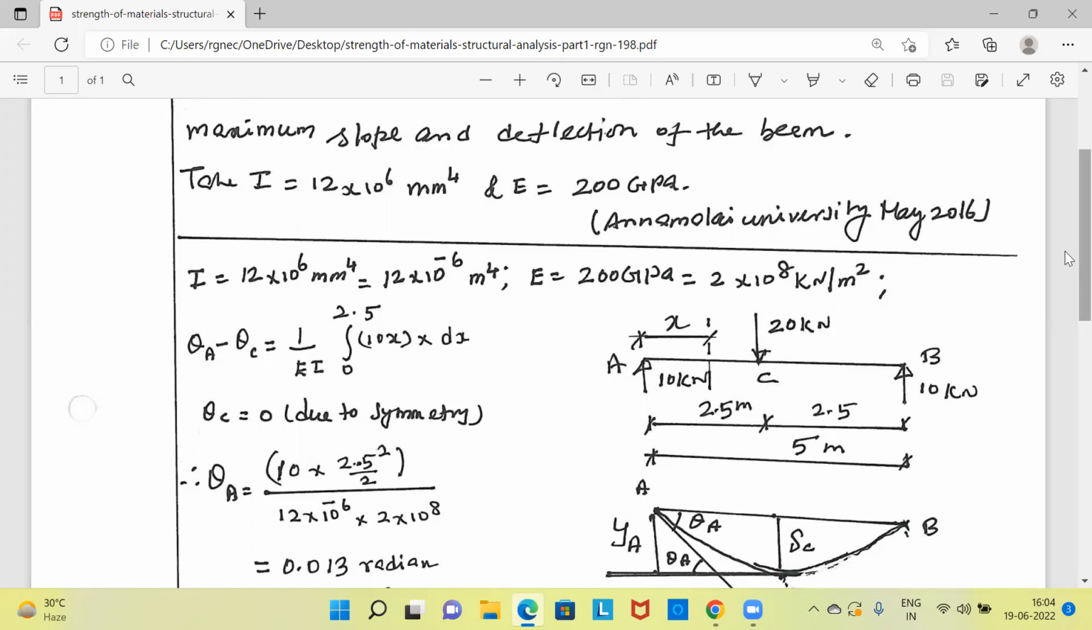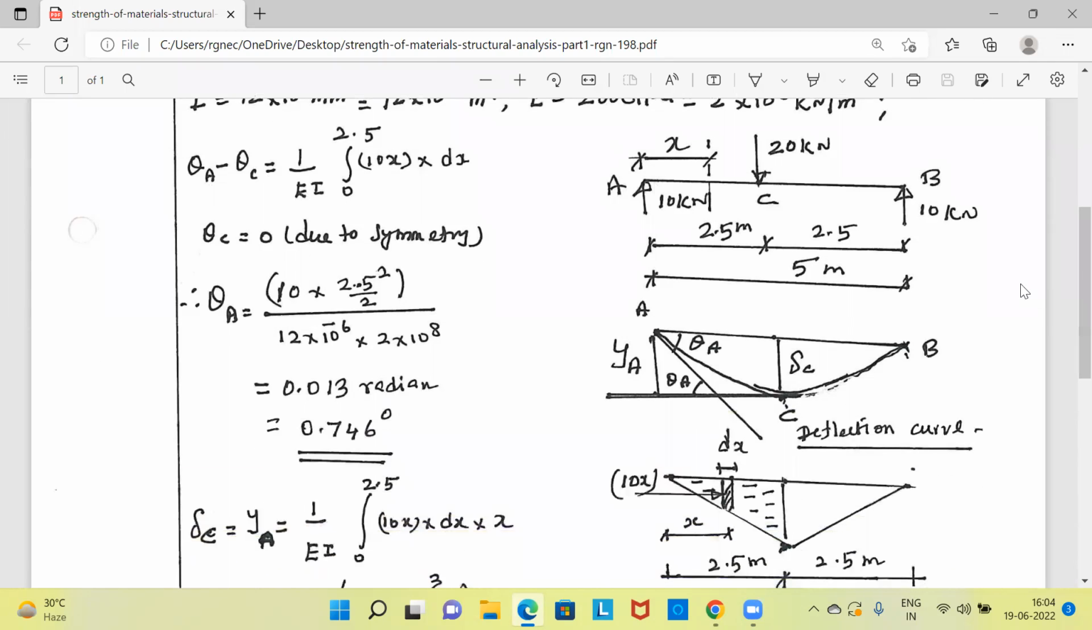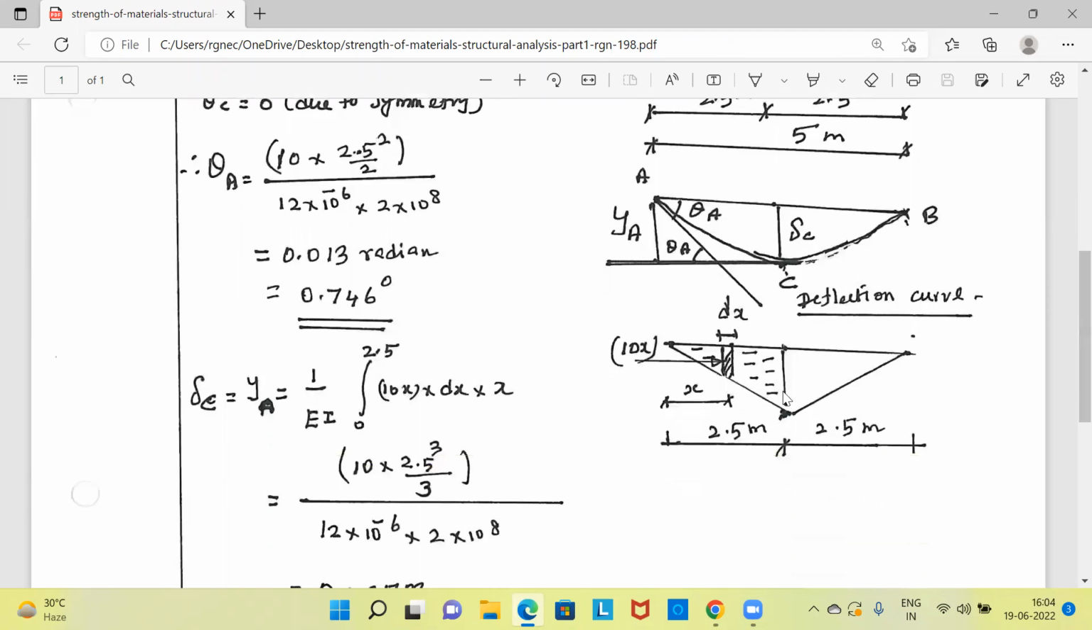Now, this beam is loaded with 20 kilonewton load at center. Therefore, the reaction is 10 kilonewton at A and 10 kilonewton at B. Now the bending moment diagram is drawn here. It is a triangle of this shape. The bending moment at any distance x from A is equal to 10x, because 10 kilonewton is the reaction.